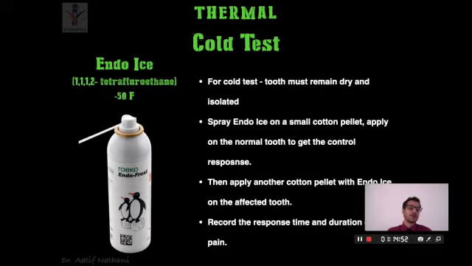Now, after you are ready with the isolation and you're done with the drying and isolating the tooth, you need to spray endo ice on a small cotton pellet, apply on the normal tooth to get the controlled response first, then apply on the other cotton pellet and then onto the affected tooth. This is how you record the cold test, and you need to evaluate how the normal tooth responded and how the affected tooth responded.